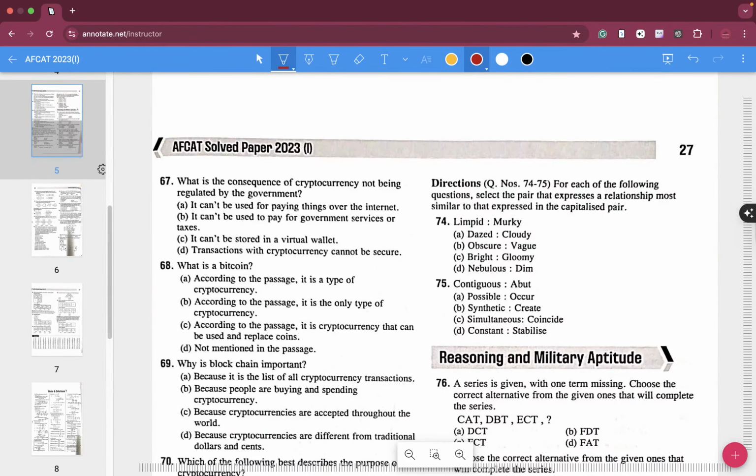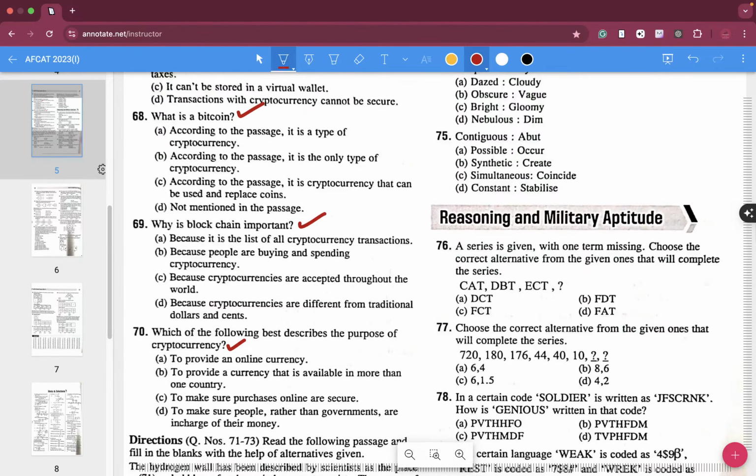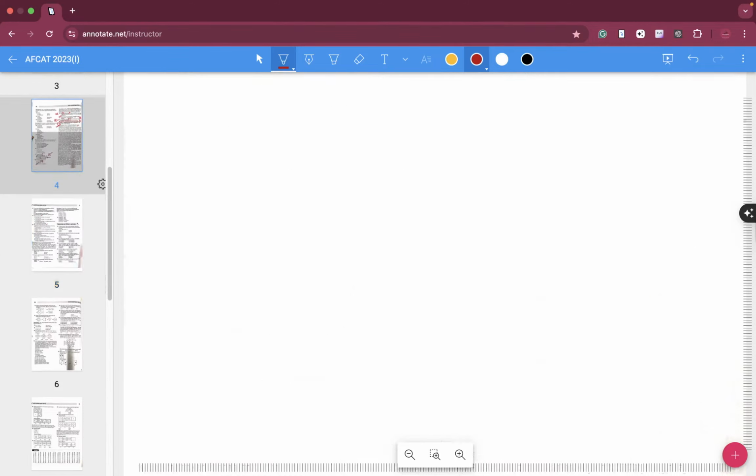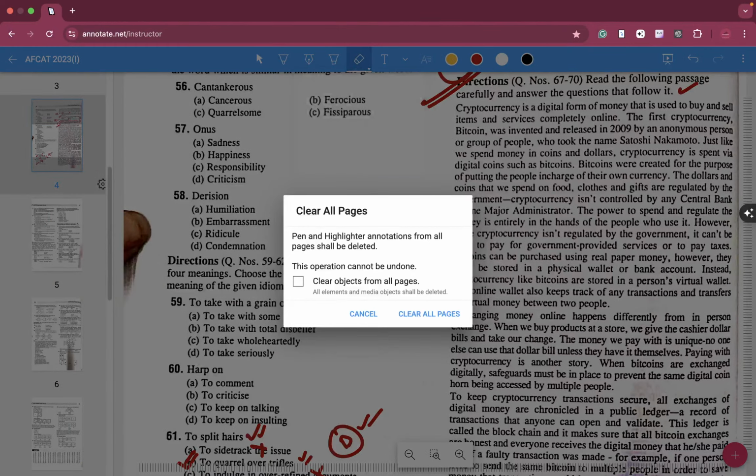What is the consequence of cryptocurrency not being regulated by the government? What is a Bitcoin? Why is blockchain important? Which of the following best describes the purpose of cryptocurrency? All these things are your questions. So let's just read the passage in that case.